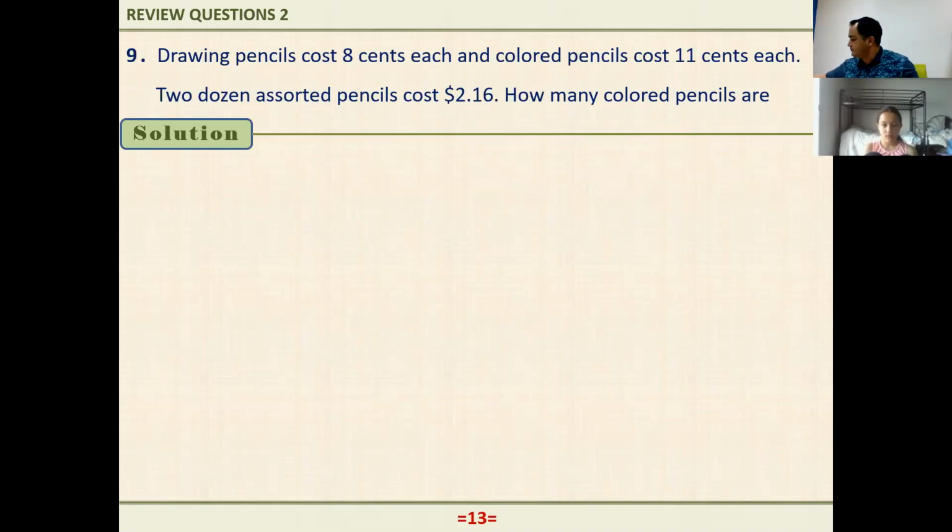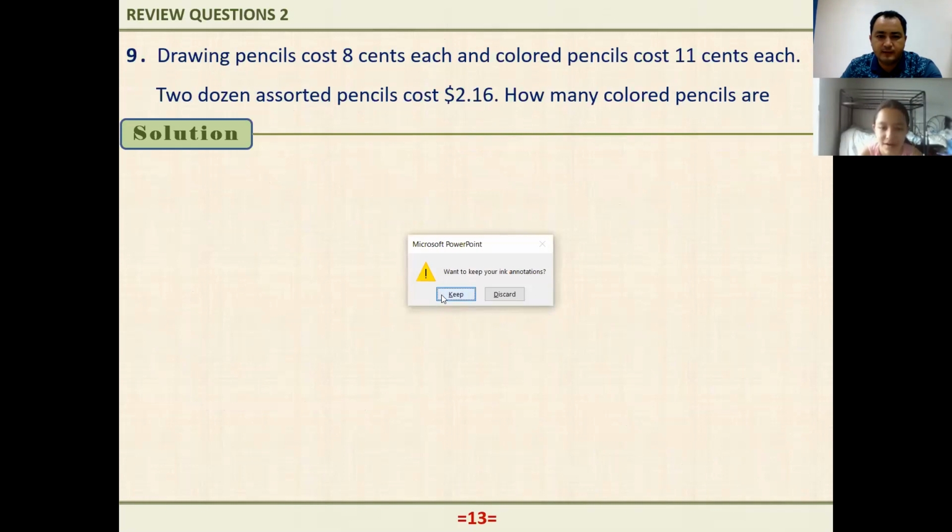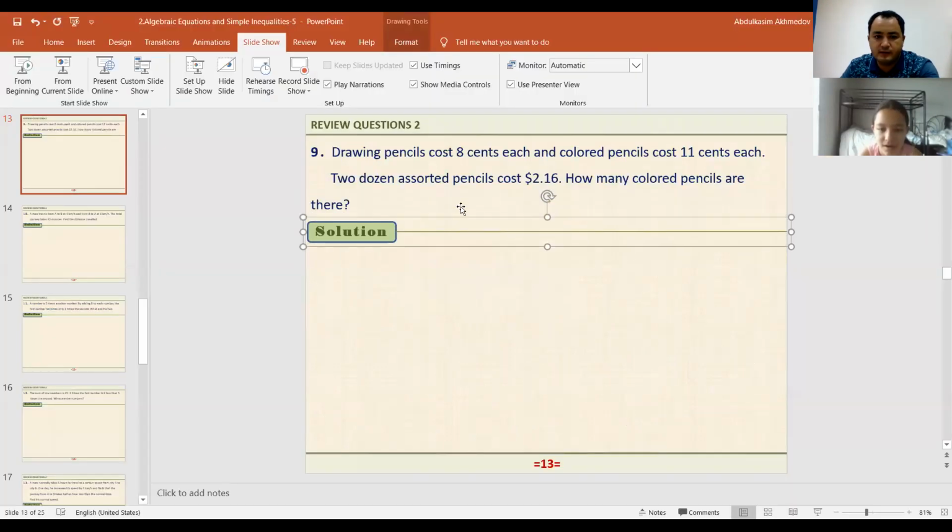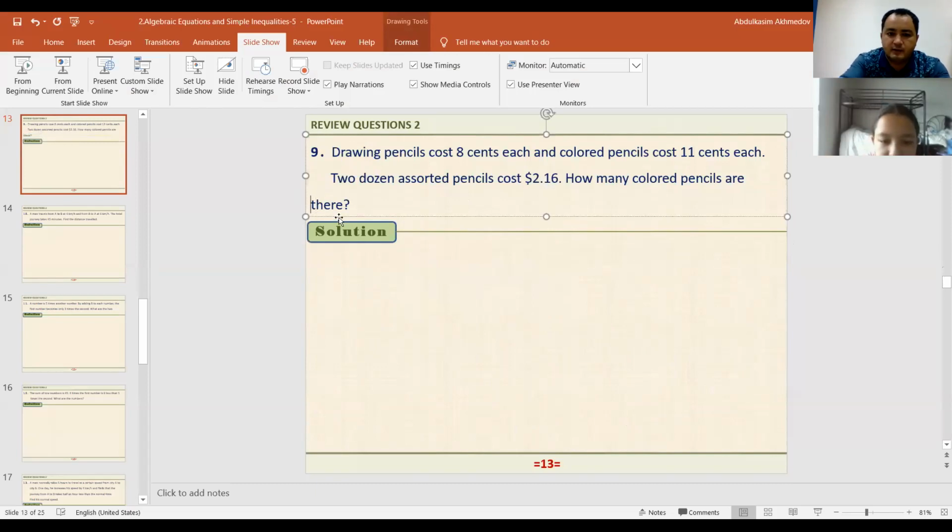Can you read it? Drawing pencils cost 8 cents each, and colored pencils cost 11 cents each. 2 dozen assorted pencils cost $2.16. How many colored pencils are there? Let me see this. Okay.